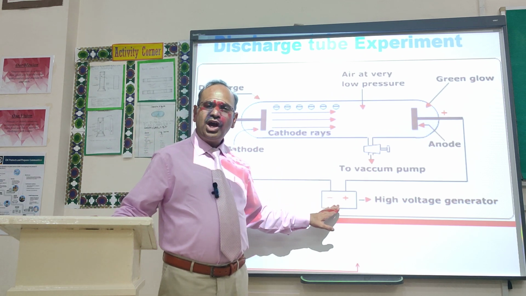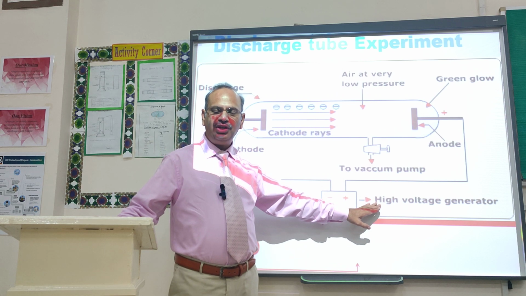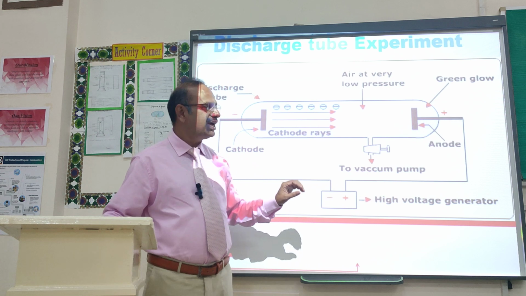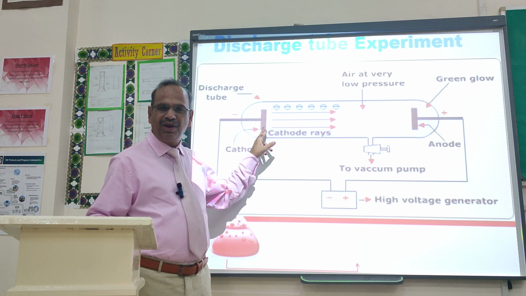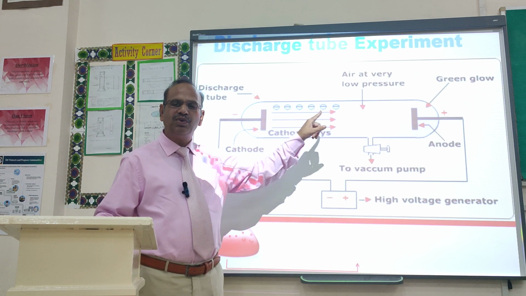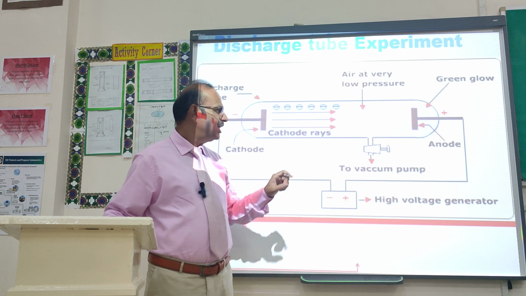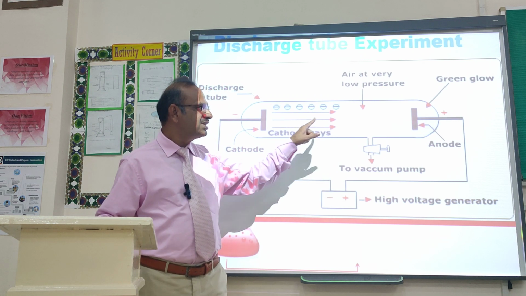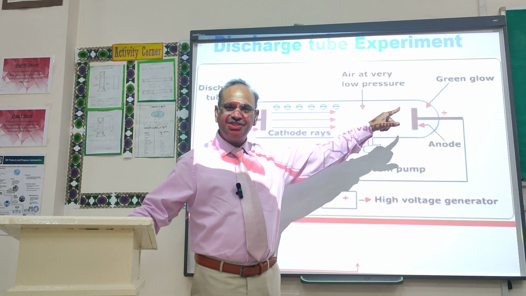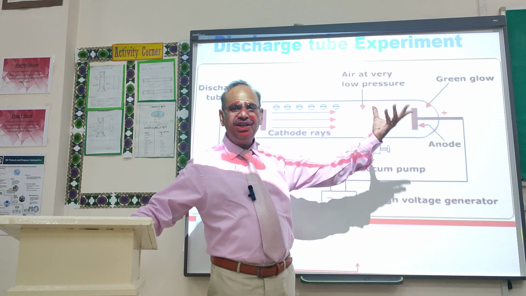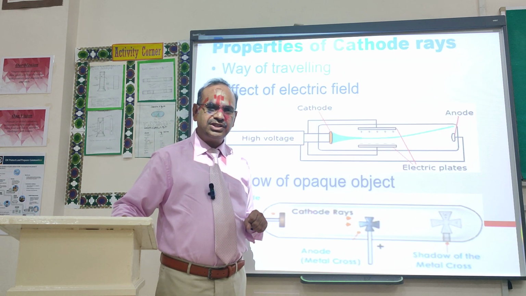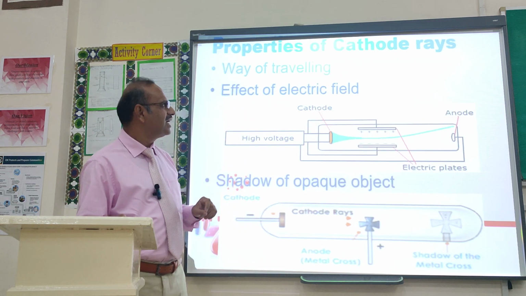He applied a very high voltage here, nearly 5,000 to 10,000 volts, and he observed that some rays are emitted from the cathode and travel towards the anode. He gave the name cathode rays to these rays. When these rays strike the walls of the glass discharge tube, they give a green glow. Later, the properties of the cathode rays were discovered by different scientists.